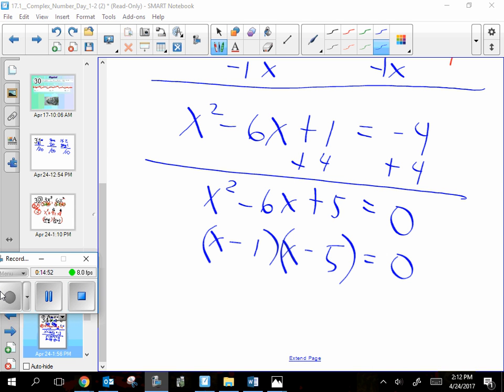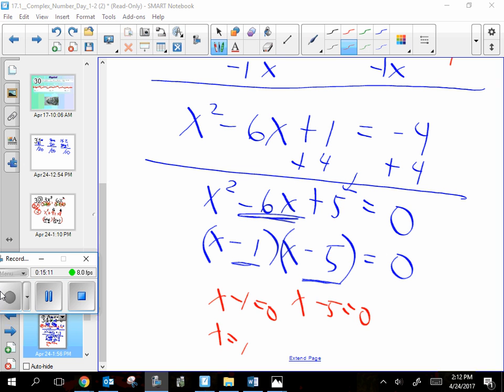You get what just happened there? Yeah. Negative 1 times negative 5 makes positive 5. And negative 1 and negative 5 make negative 6. I'm not sure a lot of you could have done that on your own, but I know some of you did. Then I had to add 1, x equals 1. Then I have to add 5, x equals 5. Positive 5 and positive 1 are my final two answers there.